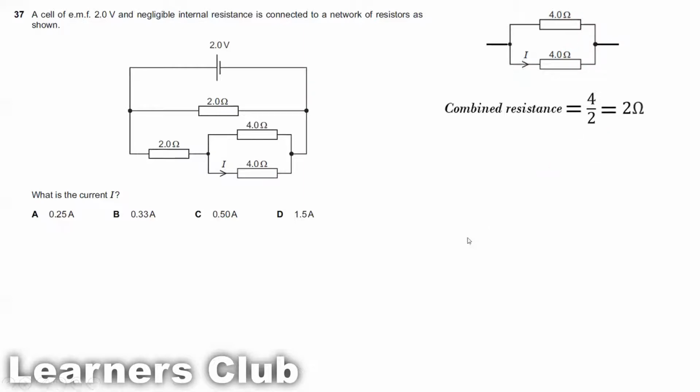In case I have 3 resistors, each of 4 ohm, the combined resistance will be in that case 4 over 3. So you have to take the value of the resistance divided by the number of resistors. That will give you the combined resistance in a parallel circuit of resistors of equal resistance. So the combined resistance here is 2 ohm.